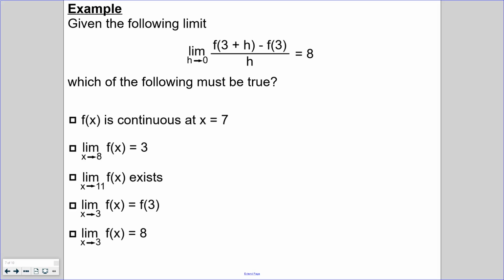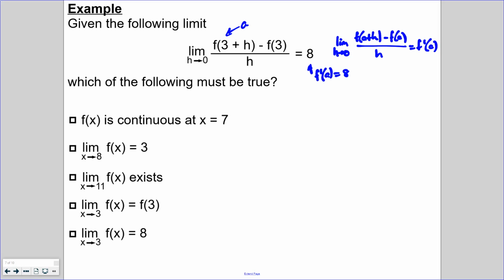Well, to solve this problem, we're going to ignore those choices for now, and we're just going to write down everything that we know is true based on our differentiability implies continuity theorem. So let's see. This particular expression looks oddly like the limit as h approaches 0 of f of a plus h minus f of a all over h equals f prime of a. So from this limit, we can tell that a is going to be 3, and therefore f prime of a is going to be 8.